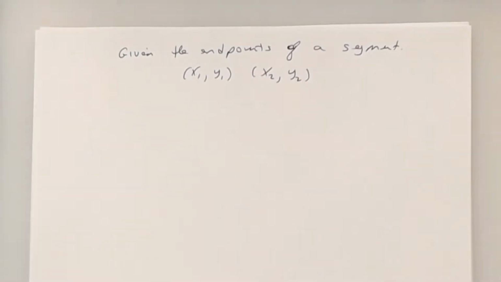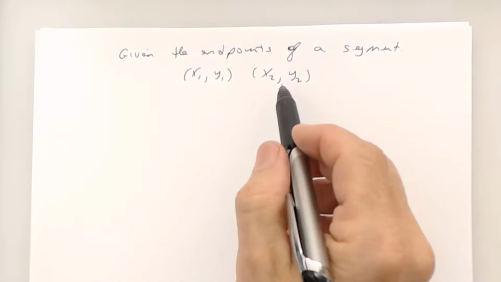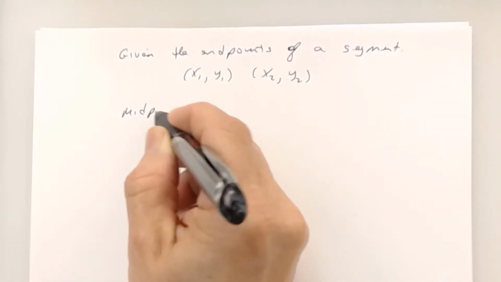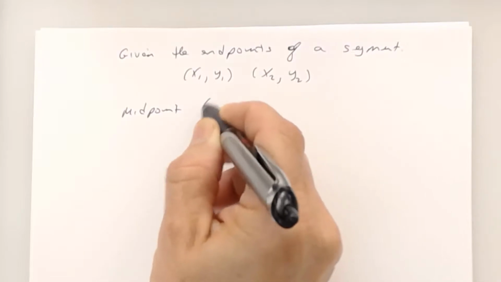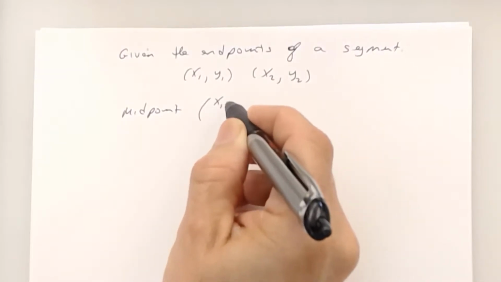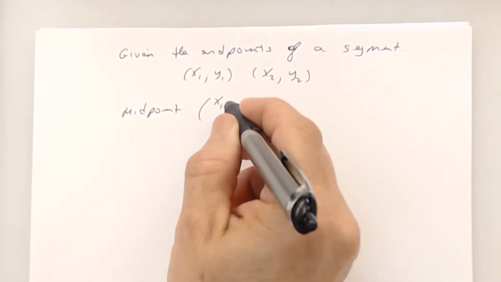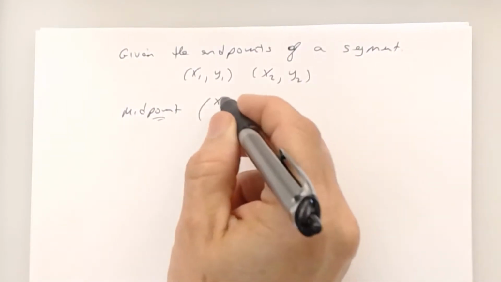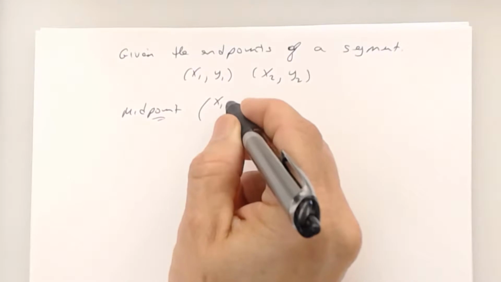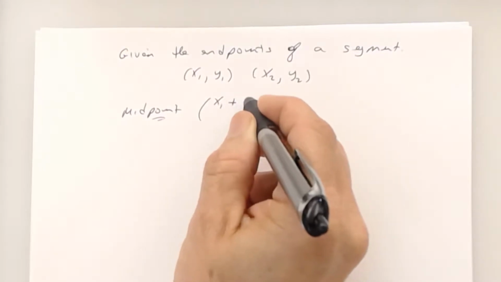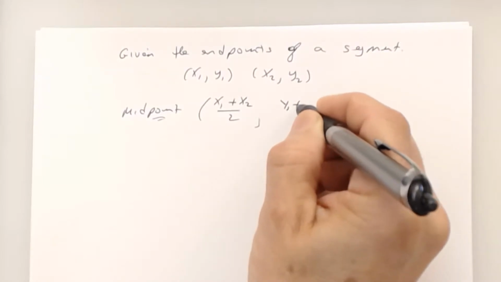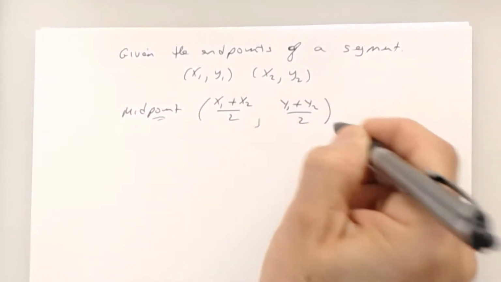Okay, so given these endpoints as being x1, y1, x2, y2, what's the midpoint? So you add your x's together. And remember, the midpoint is a point, right? So we're talking about a point. You have to have an x coordinate and a y coordinate. So the x coordinate will be x1 plus x2 divided by 2, and then y1 plus y2 divided by 2.